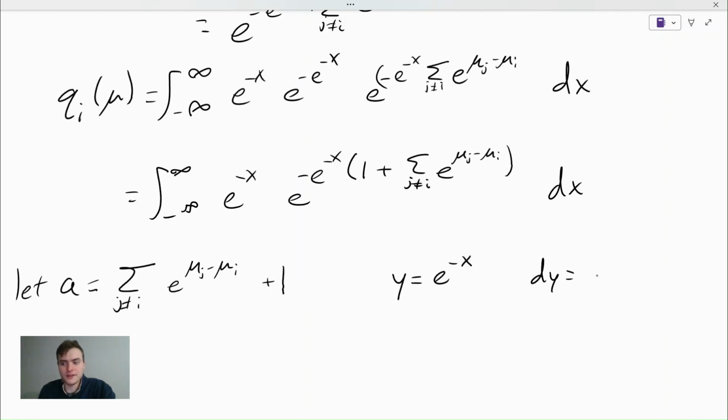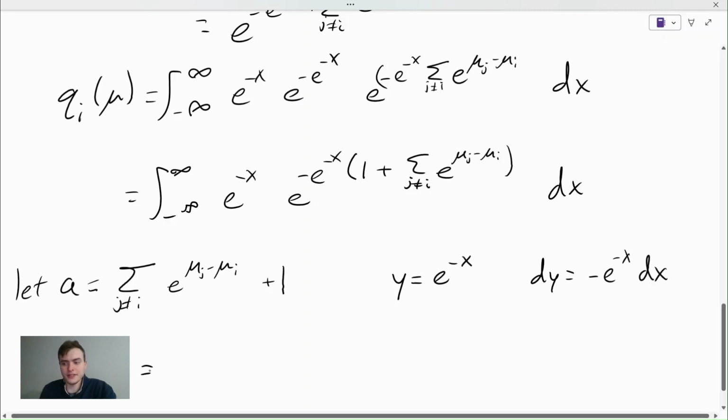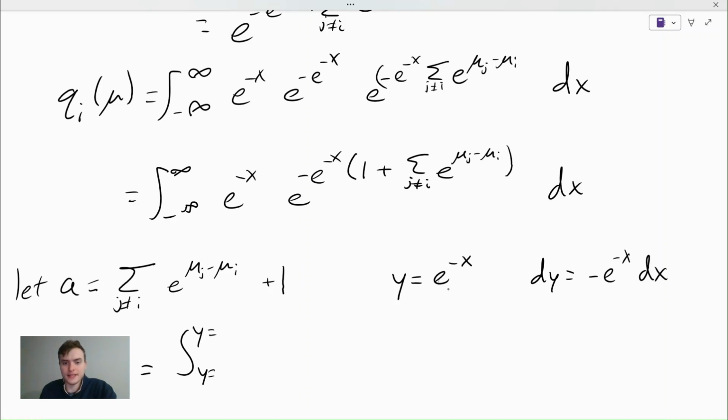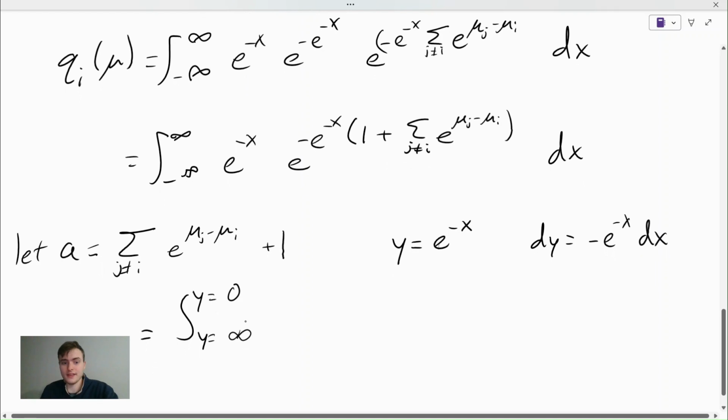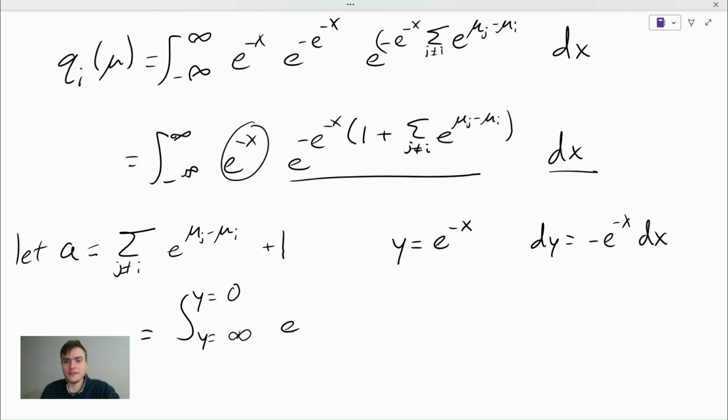then dy would be negative e to the negative x dx. And so this whole integral equals the integral from y equals, so we plug in negative infinity, that gives us infinity. We plug in infinity, that gives us 0. And then we have e to the, so this plus this gives us our dy, and then this thing gives us e to the negative ya.